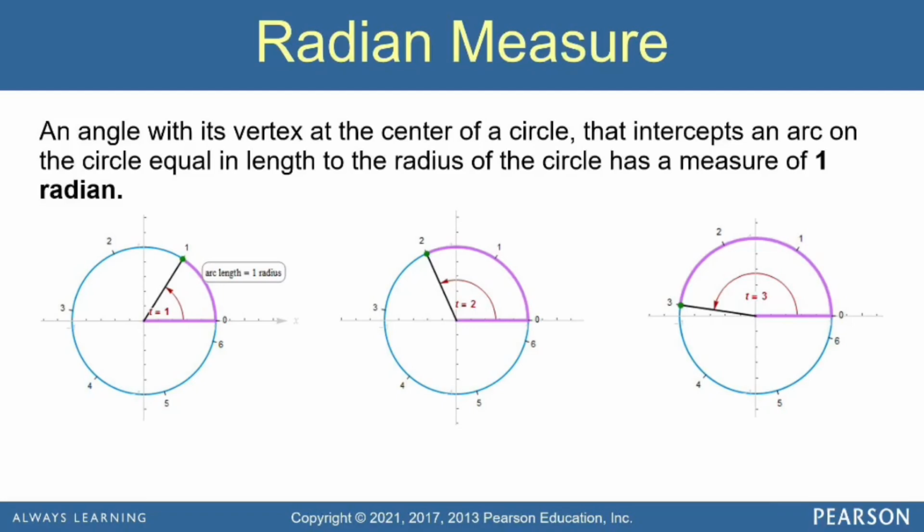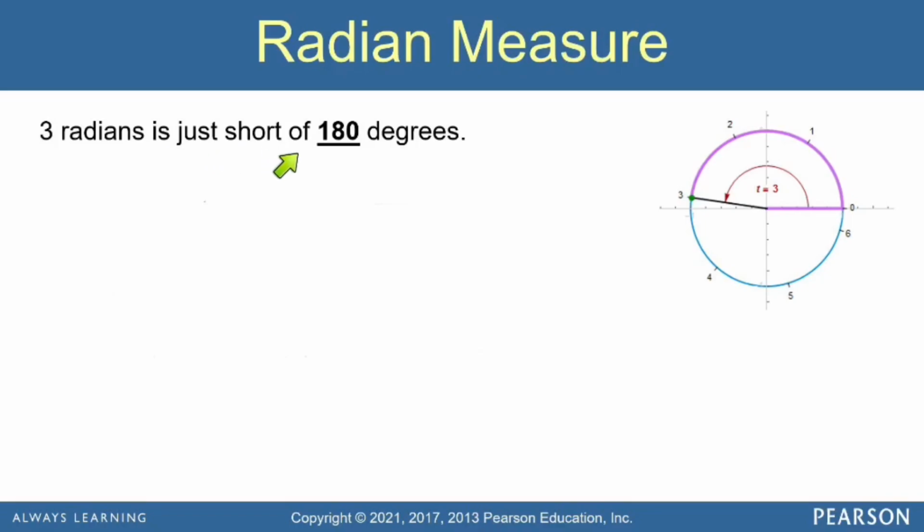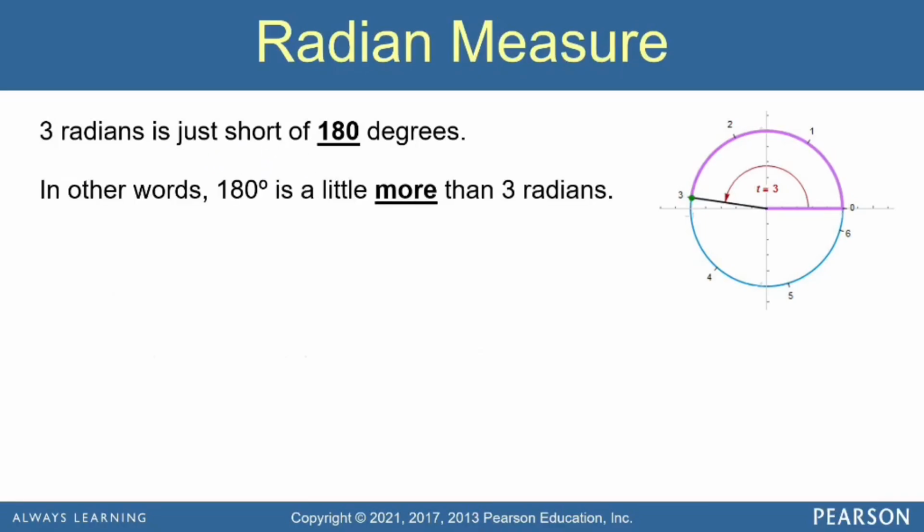And then look at the third diagram. This angle has a measure of 3 radians, and you can see it's just a little short of 180 degrees. So 3 radians is just short of 180 degrees, and that means, in other words, 180 degrees is a little more than 3 radians. You can see it right here on this diagram. The terminal side for 180 degrees would fall right here on the negative x-axis, but the terminal side for the angle of 3 radians doesn't quite get there.